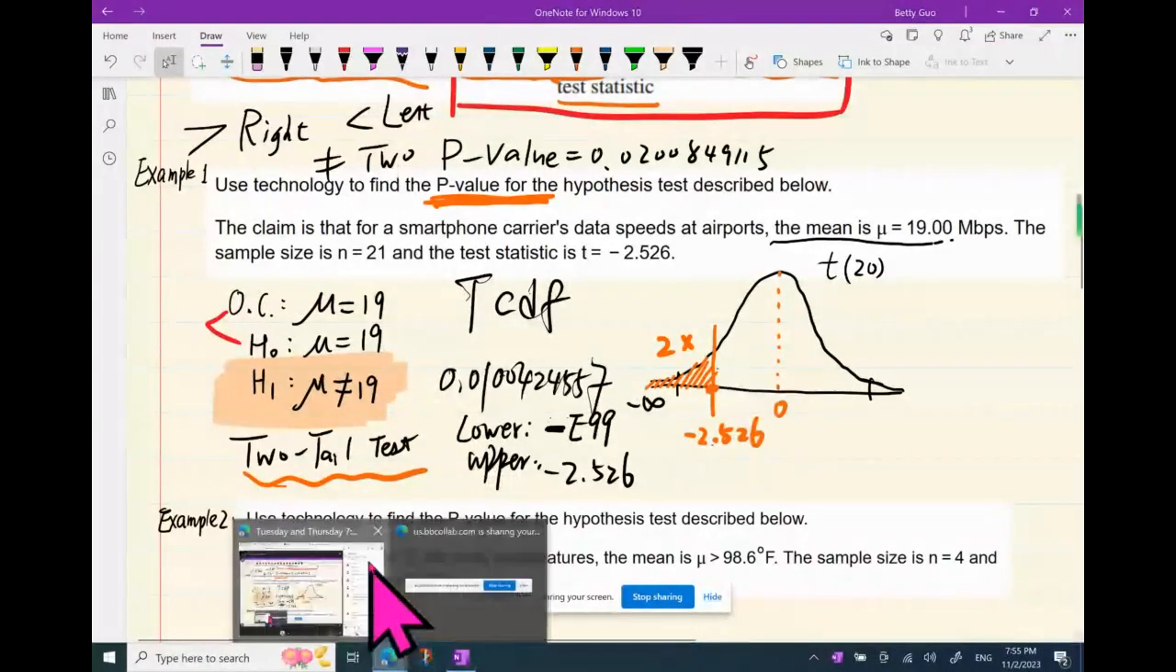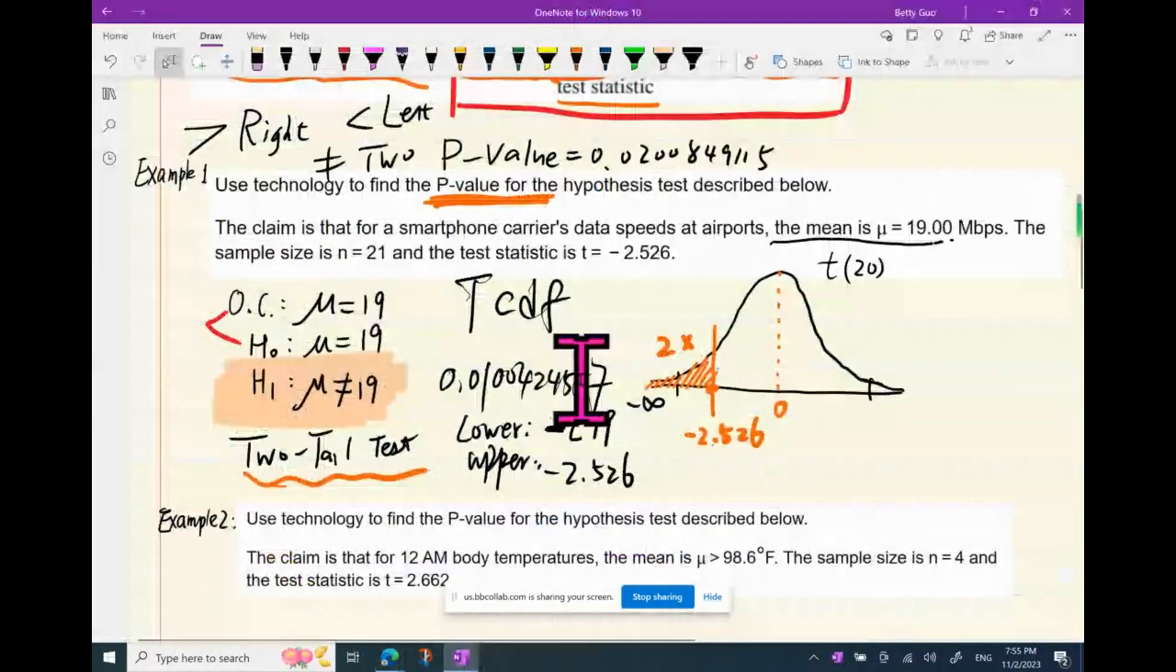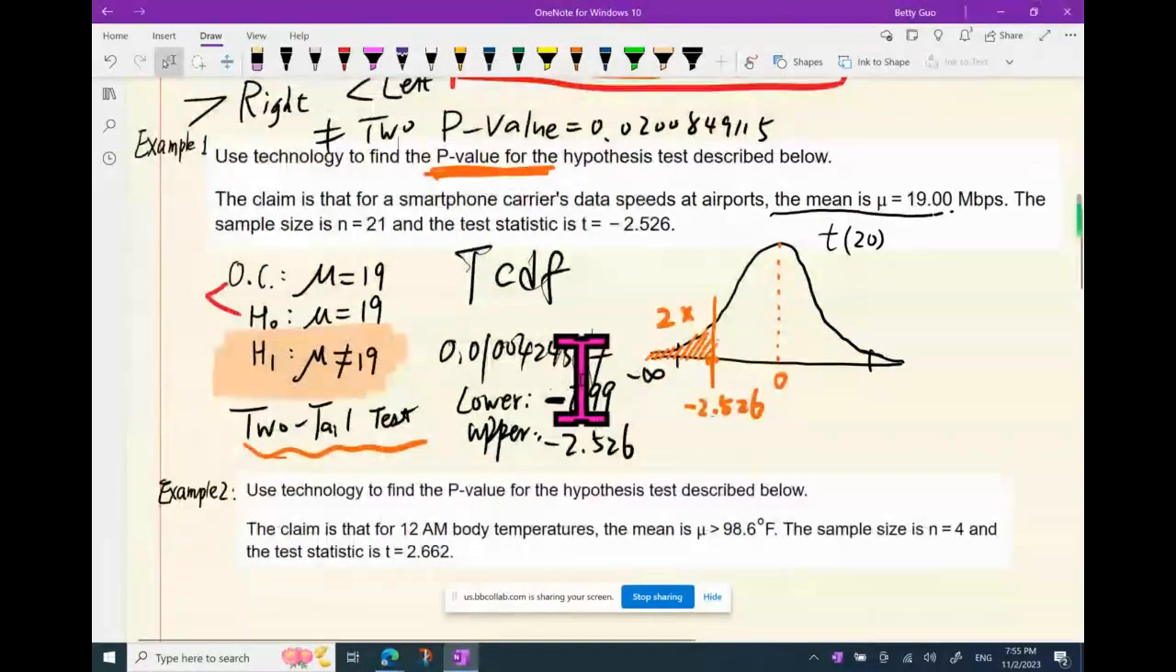All right, did I answer your question? Yeah, okay, no problem. All right, so that's the first example. Let's now go to the second example.